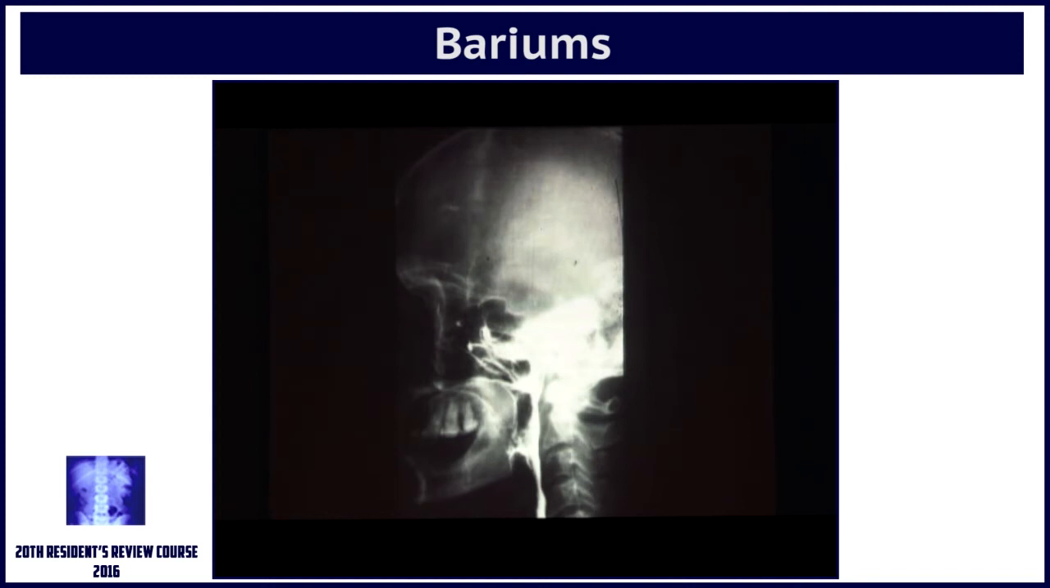This is a dynamic obstruction. That means there are neuromuscular situations here in which he is not able to control the oral and pharyngeal phase of swallowing. Which brings us to how do you actually do the barium study?